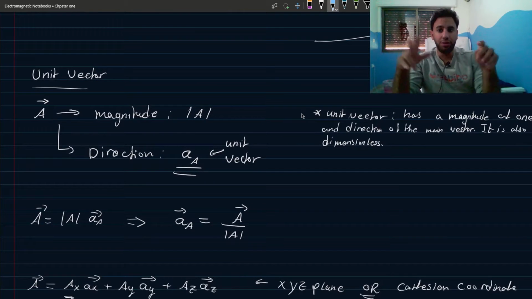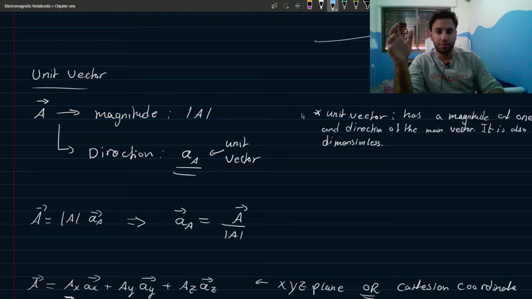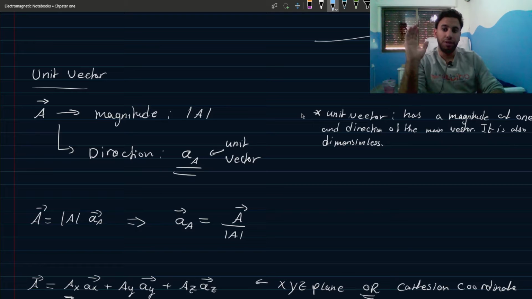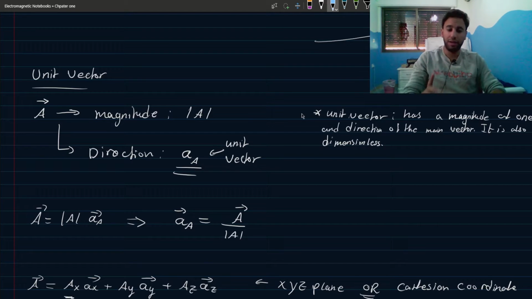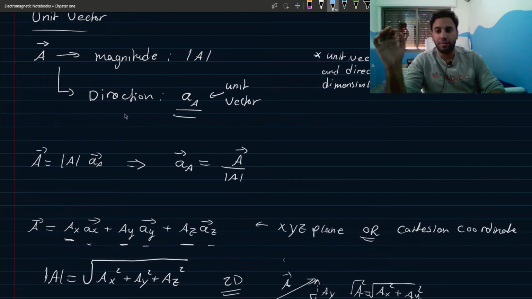And a vector has both magnitude and direction. The magnitude, we just call it the magnitude, and the unit vector represents the direction of the vector. Also, the unit vector has a magnitude of 1, is dimensionless, and has the direction of the main vector. It is also a small vector. The vector is mathematically equal to the magnitude of itself multiplied by its unit vector.